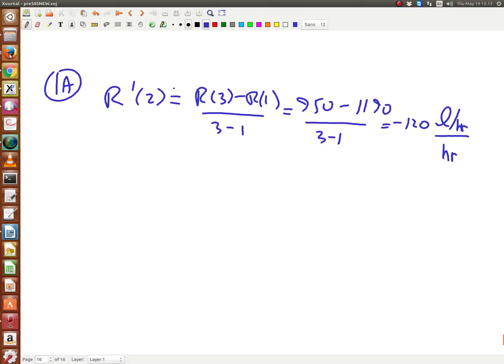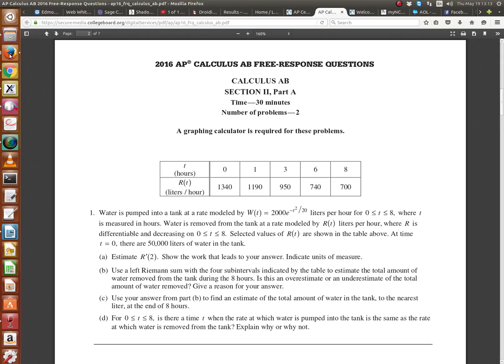There you go. All right, 1B. Use a left Riemann sum with 4 subintervals as indicated by the table to estimate the amount of water removed. Remember, R of t is how much water is being removed, and W of t is how much water is being pumped into the tank, right? From the tank during these 8 hours. Is this an overestimate or underestimate of the total amount of water removed? Give a reason for your answer.